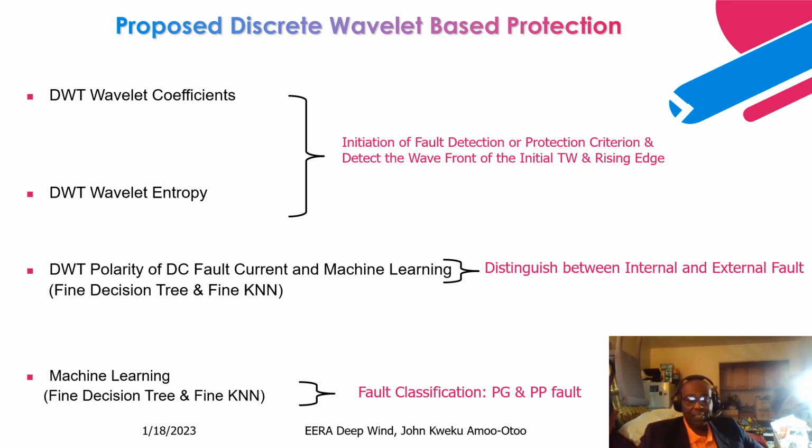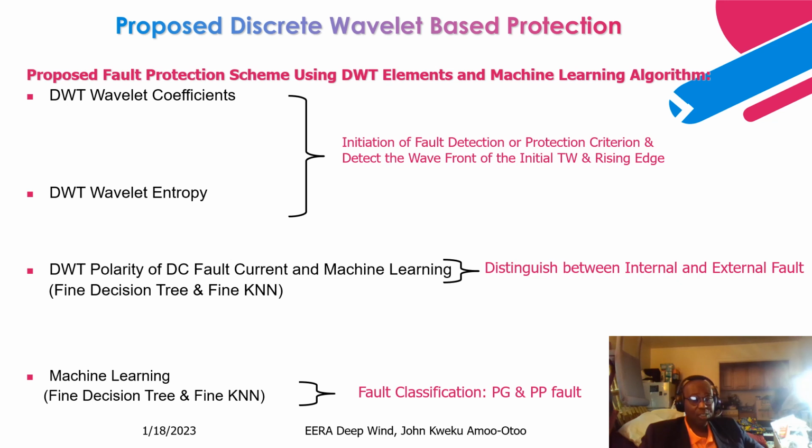For fault classification, that is pole to ground and pole to pole fault, I'll be utilizing the machine learning algorithms, the fine decision tree and the fine KNN. As a matter of fact, I'm utilizing three algorithms, and I'll determine the best one. In addition to these two is the fine Gaussian support vector machine.